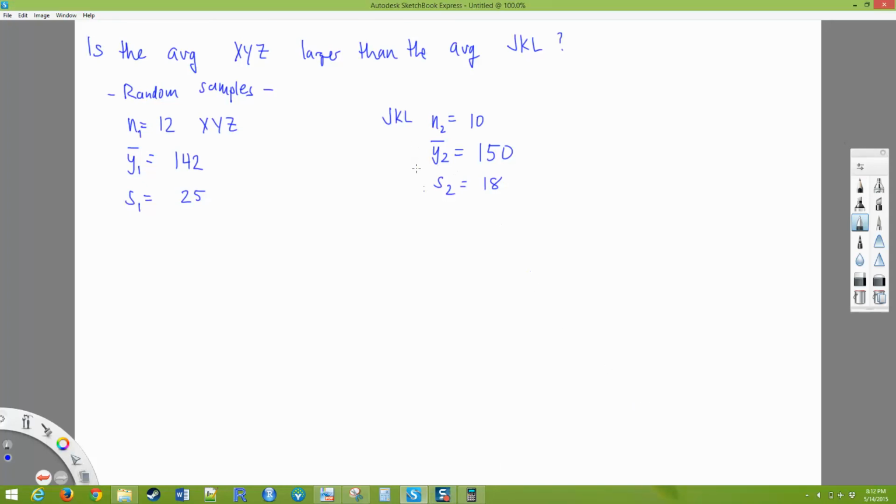Yes. Okay, is the average XYZ larger than the average JKL? Okay, so correctly, as you guys noted, here the larger, so when we set up our hypotheses, you'd have mu1 equal to mu2 and mu1 greater than mu2. But when you look at your data, as you do a directionality check, this fails the directionality check.